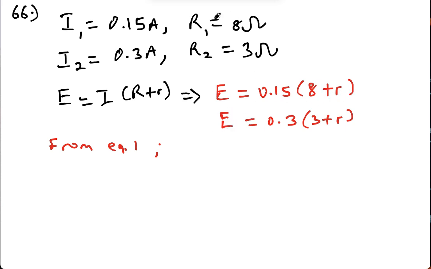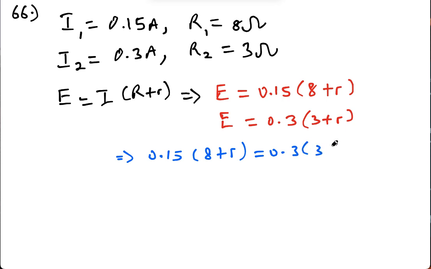And since these E are the same thing, we can equate them together. We don't even need to say from equation 1. We could just equate the E, since it is the same E we are dealing with. So this implies that 0.15 (8 plus r) equals 0.3 (3 plus r). So what we are doing now is to solve for r.